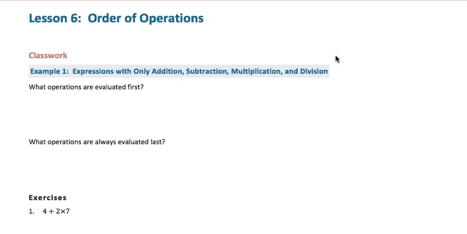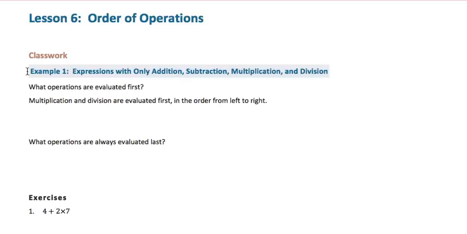In Module 4, Lesson 6, we're going to look at order of operations. So if we have only addition, subtraction, multiplication, and division, we would be evaluating multiplication and division first. And they are evaluated in the order from left to right.